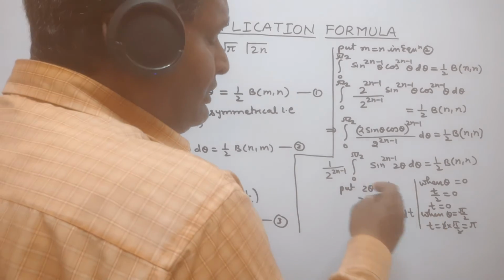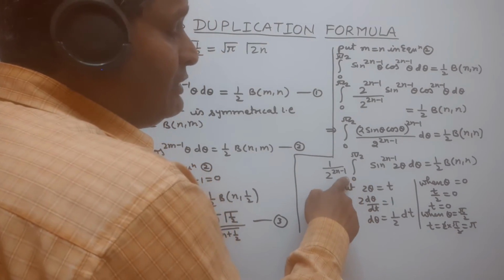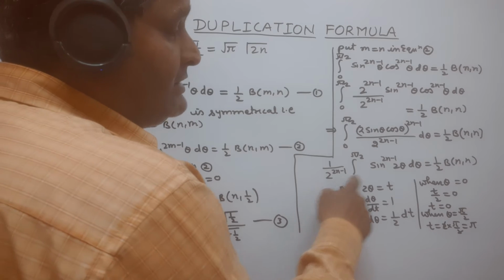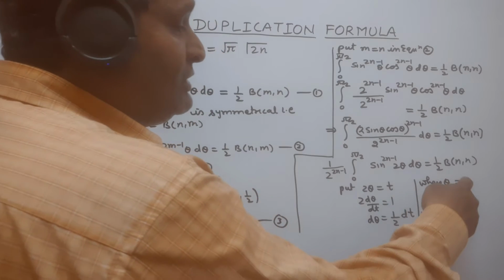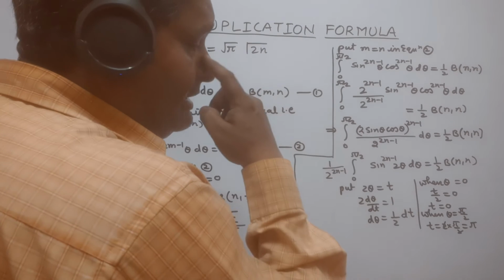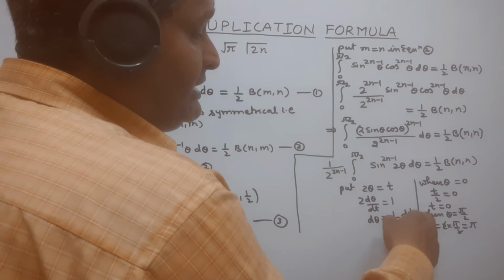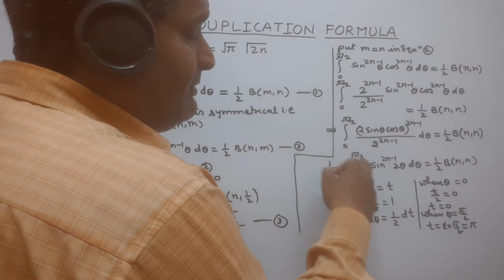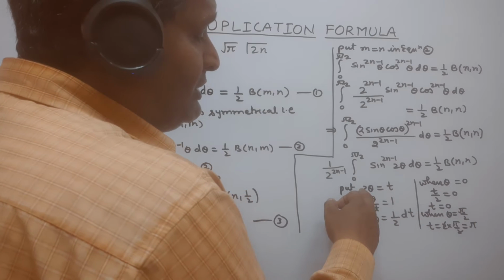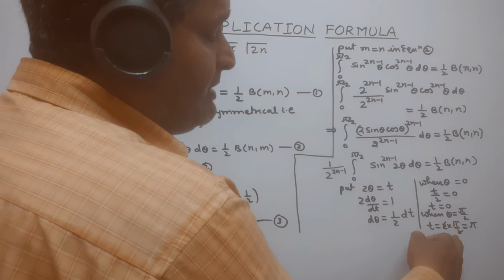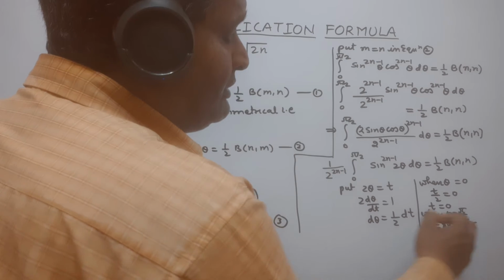Now we convert the limits according to t. You can see that the lower limit of theta is 0, so corresponding to theta is equal to 0, we get here t is equal to 0, and when theta is equal to pi by 2, that is the upper limit, we know that t is equal to 2 theta, so put here theta is equal to pi by 2, so 2 is cancelled out, so t is equal to pi.